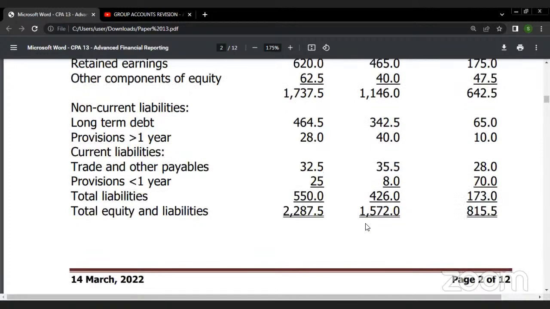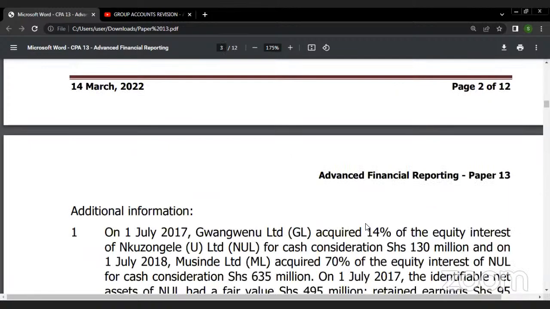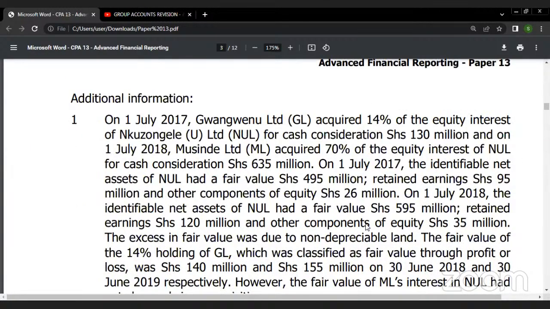We have some additional information as well. Note 1: on 1st July 2017, the parent company, which is GL, acquired 14% of the equity interest of NUL for cash consideration of 130 million. And on 1st July 2018, ML acquired 70% of the equity interest of NUL for cash consideration of 635 million.